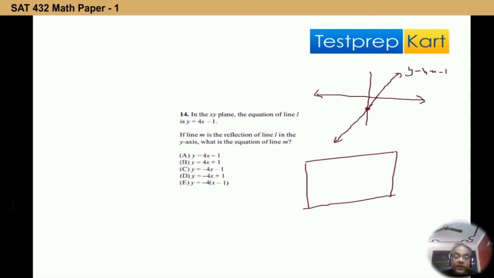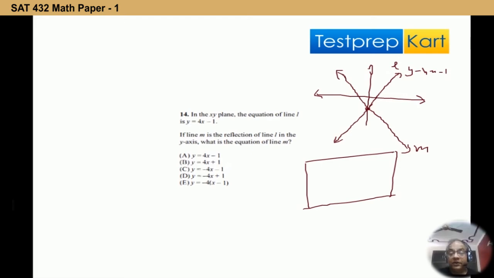If line M is the reflection of the line L in the y-axis, what is the equation of line M? Now there is another line which is the reflection in the y-axis. So what will be the reflection? Consider this y-axis as a mirror. So the new line will be like this: the reflection of this upper part and the reflection of this lower part. This line is small m.